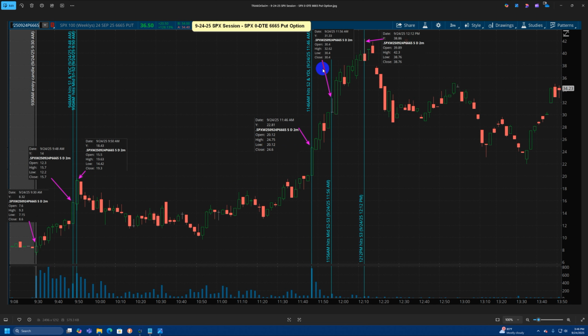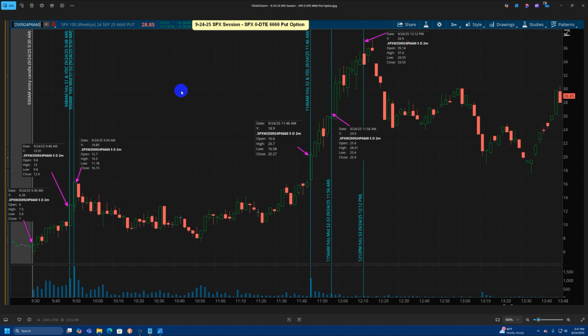11:56 when it hits mid S2, S3, $30.40. And finally at 12:12 when it hits the S3 level, $38.76. Now we'll look at the 6660. Okay, here's the 6660 put option.